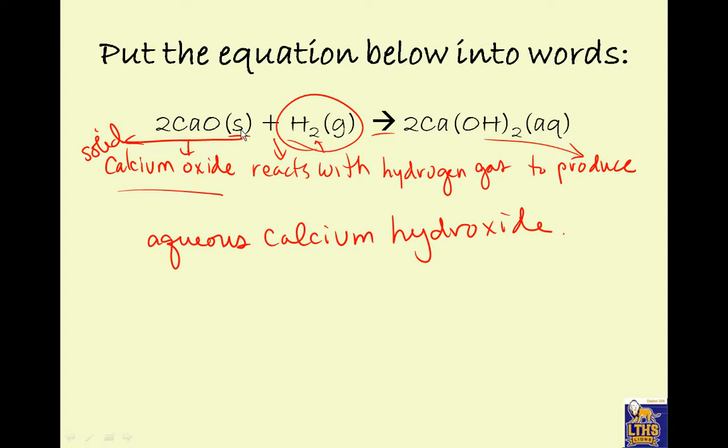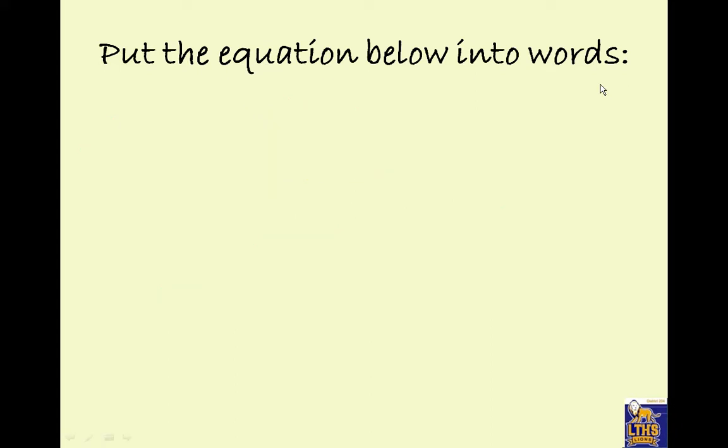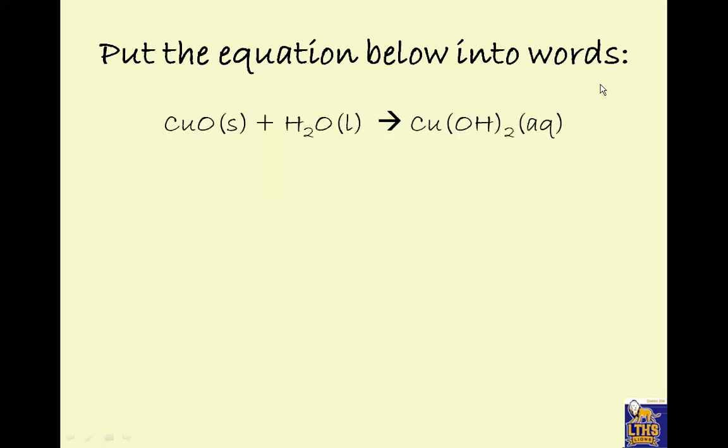So we could say solid calcium oxide reacts with, that's the plus sign, hydrogen gas to produce, that's the arrow, aqueous calcium hydroxide. Or we could say a solution of calcium hydroxide. So there's different ways to translate it. On the next slide, we will translate this one in class. Okay, so be ready.